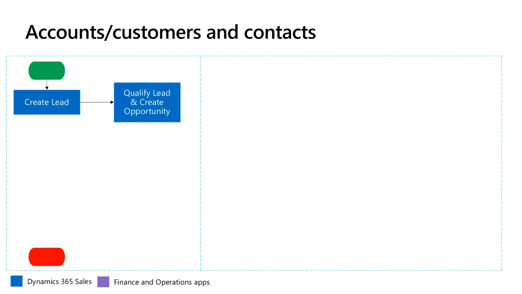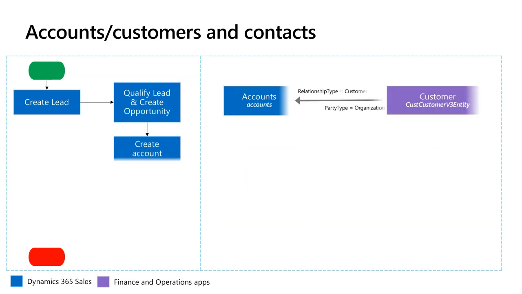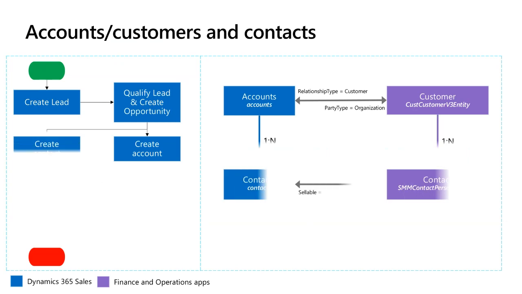So, getting into accounts, customers, and contacts. If we look at this from a business process perspective, we start off with the lead creation and the creation of the opportunity. This is happening in sales. At that point, there isn't any connectivity with finance and operations. It's not until we start creating accounts that the data starts flowing between the systems.